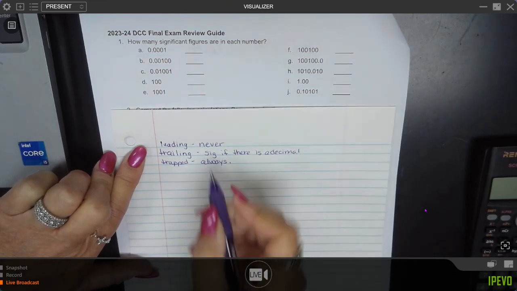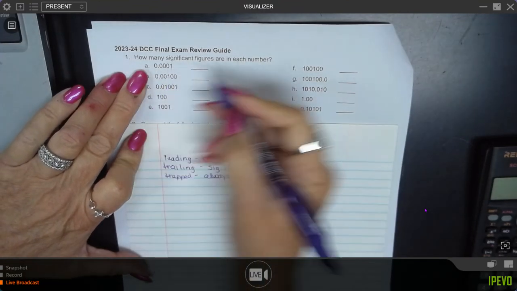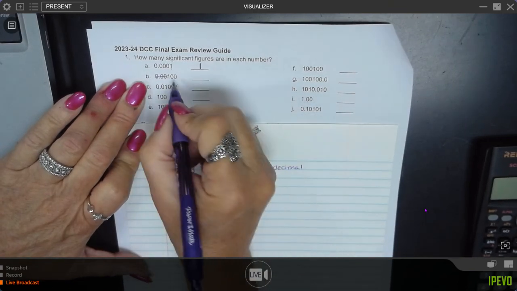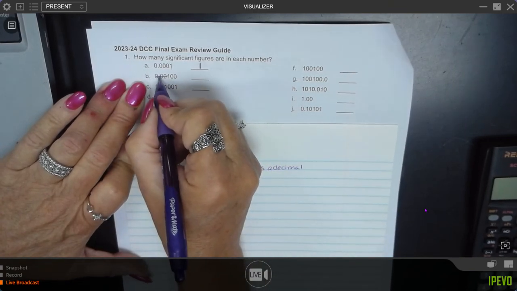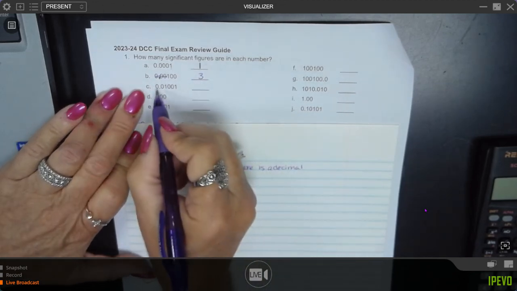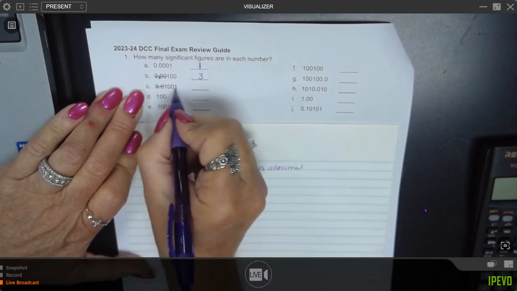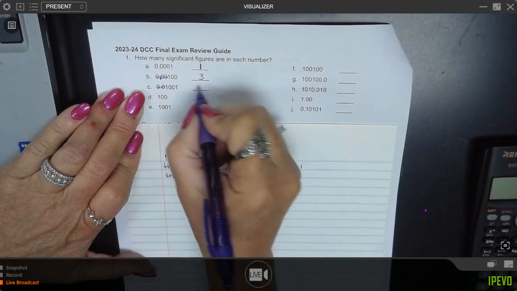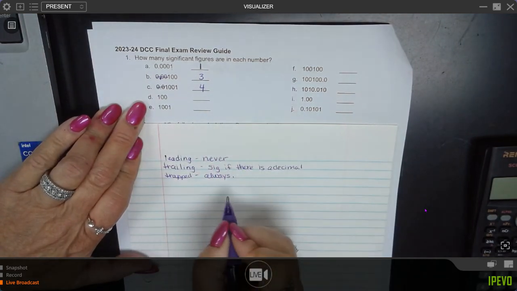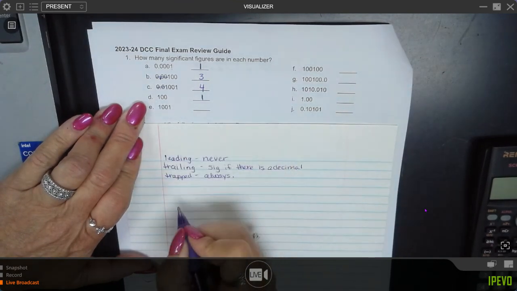Okay, so let's look at our numbers here. So leading zero is never significant, so this is going to have 1 sig fig. Leading zero is never significant. Trailing zero is significant if we have a decimal, so this one has 3 sig figs. C, trailing zero is never significant. These are all trapped zeros then, so 1, 2, 3, 4 sig figs. Trailing zeros, only significant if there's a decimal, so no decimal here. This number has 1 sig fig.